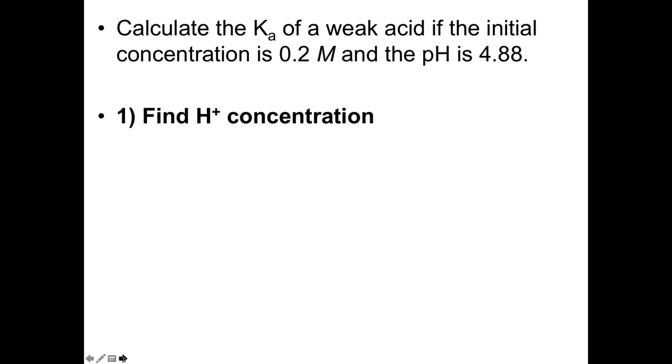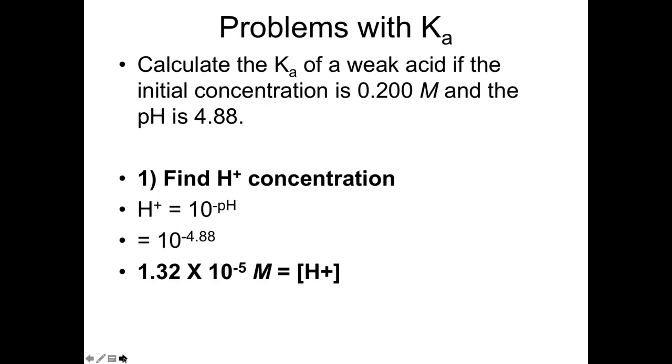So I have an equation here where our goal is to calculate the Ka of a weak acid, where the initial concentration is 0.2 molarity, and the pH is 4.88. So we have to find the H plus concentration. This will be the first step. Because we have the pH of 4.88, we'll plug it into the pH formula. So 10 to the negative 4.88 will get us an H plus of 1.32 times 10 to the negative 5th.